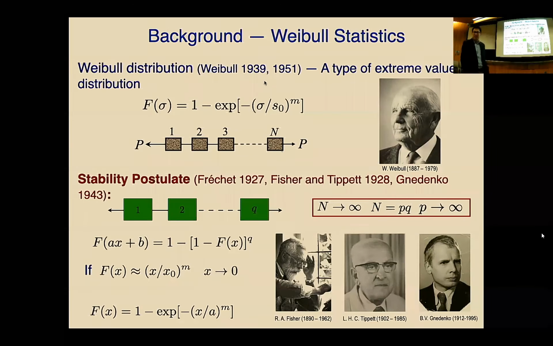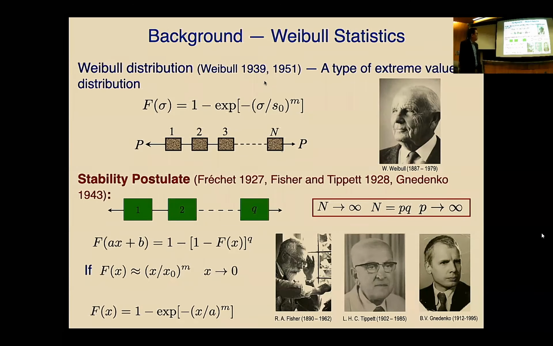Actually, he didn't realize that this problem was investigated before him by Fisher and Tippett in 1928. Fisher and Tippett were mathematicians at Cambridge, and of course, when they looked at this problem, they had no inclination toward engineering applications. They treated it as a pure mathematical problem. The way to derive this equation from an infinite chain is through the concept of a stability postulate.